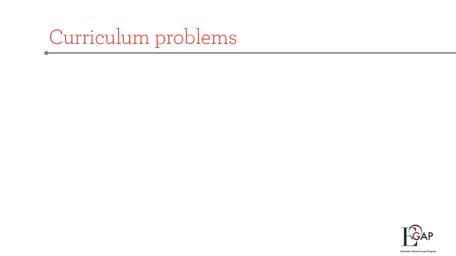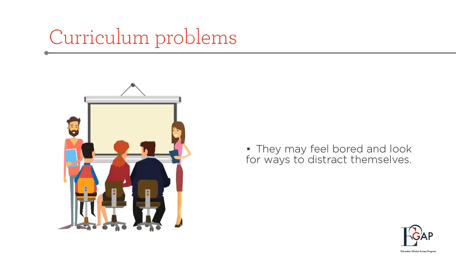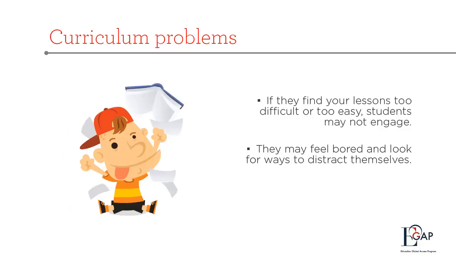If a student finds a lesson too difficult, not relevant, boring, or too easy, that student may not engage. She will feel bored and look for ways to distract herself, and these ways are generally disruptive to the rest of the class. Or perhaps your student finishes her lessons earlier than the rest of the class. In this case, again, the student will look for ways to occupy her attention, ultimately misbehaving in the process.